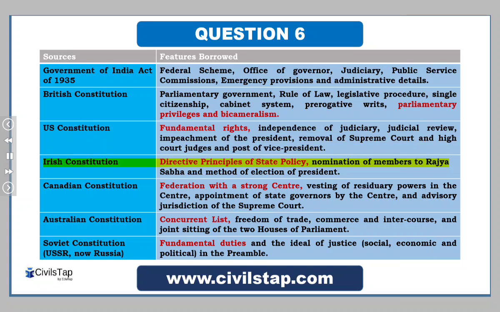Irish Constitution: Directive Principles of State Policy, Nomination of Members to Rajya Sabha and Method of Election of President. Canadian Constitution: Federation with a strong centre, vesting of residuary powers in the centre, appointment of state governors by the centre, and advisory jurisdiction of the Supreme Court. Australian Constitution: Concurrent List, Freedom of Trade, Commerce and Intercourse, and joint sitting of the two houses of Parliament. Soviet Constitution, USSR, now Russia: fundamental duties and the ideal of justice, social, economic and political in the Preamble.